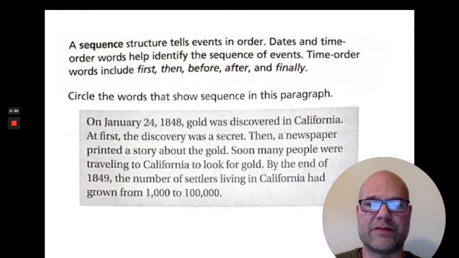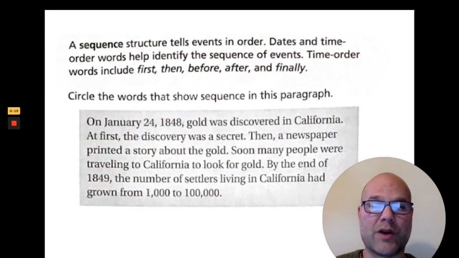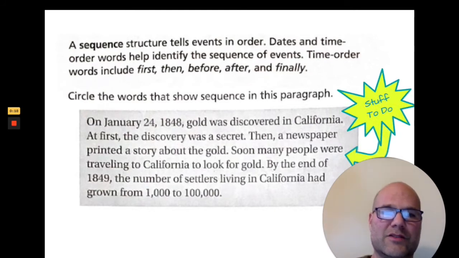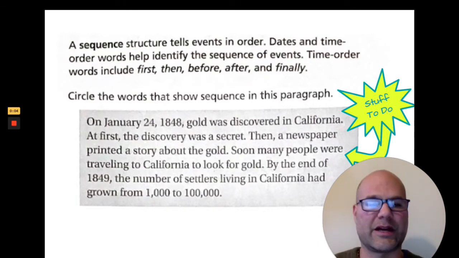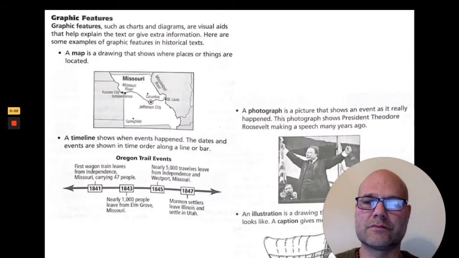On January 24th, 1848, gold was discovered in California. At first, the discovery was a secret. Then, a newspaper printed a story about the gold. Soon, many people were traveling to California to look for gold. By the end of 1849, the number of settlers living in California had grown from 1,000 to 100,000 people. It's incredible. So, what are you to do? You are to circle the words that show sequence in this paragraph and reread it to yourself.